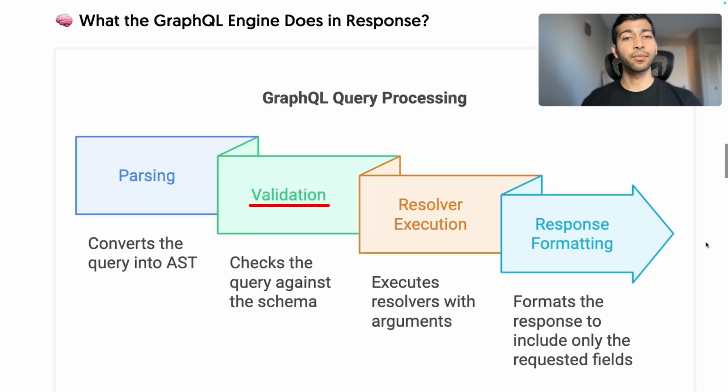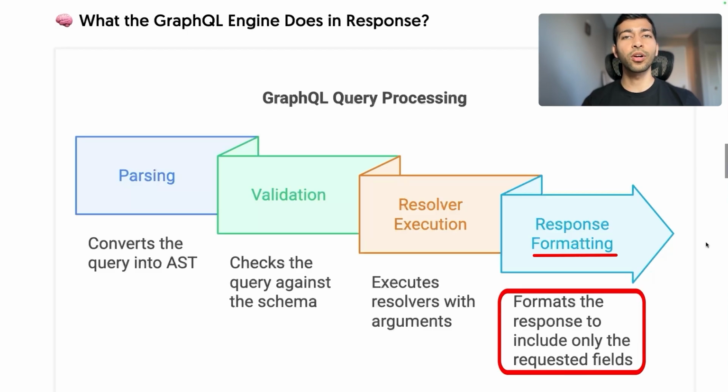In the validation step, it basically checks the query against the schema that we saw. Does the whole query that we have sent conform to that schema or not? So that is the validation step. Then it moves on to the resolver execution, and as the name suggests, it executes the resolver with arguments. It basically runs those resolvers to get the data for you. And finally, there is response formatting to eliminate all of those not required fields or to format the whole data in the format that you wanted.